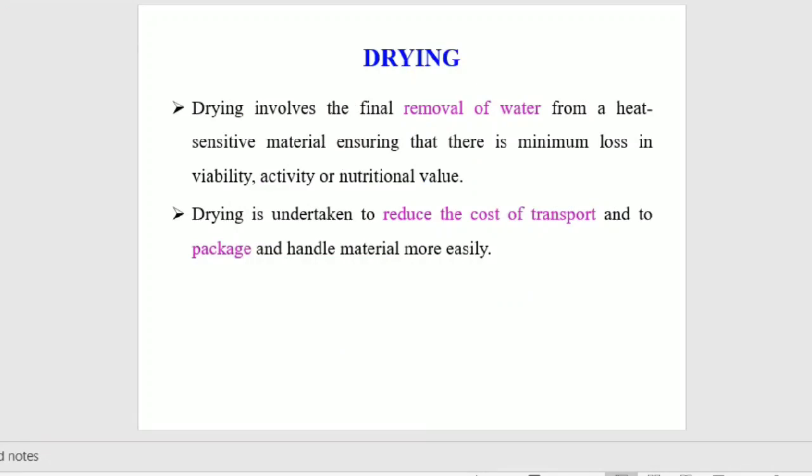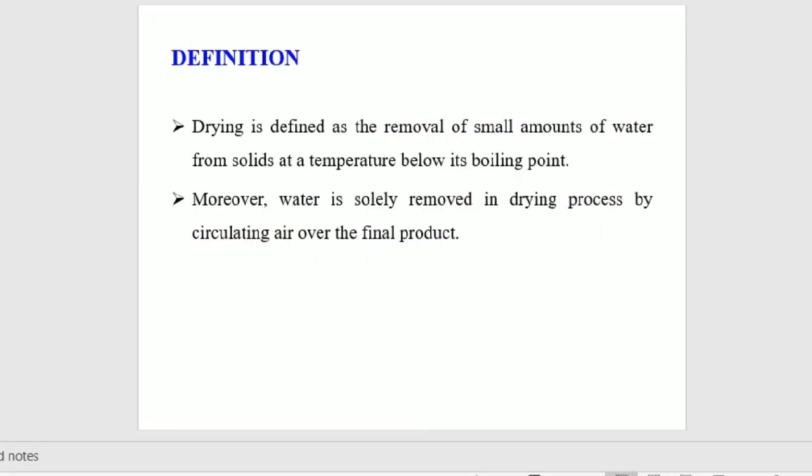Now drying. Drying involves the final removal of water from a heat sensitive material, ensuring there is no loss of viability, activity or nutrition value of the product. Drying is undertaken to reduce the cost of transport and to package and handle material more easily from one place to another. Now drying plays a major step in the product polishing step, to avoid the contamination of any other substances and also to make the product easily transportable.